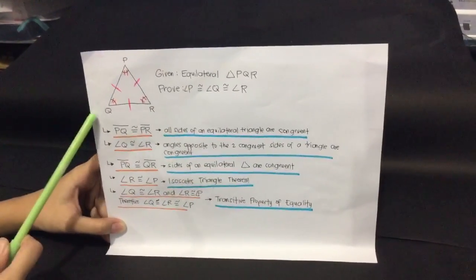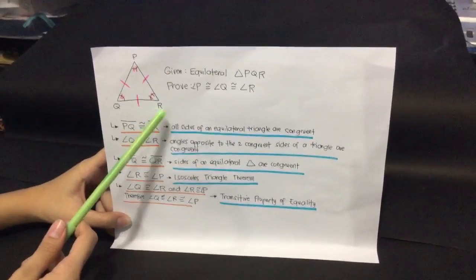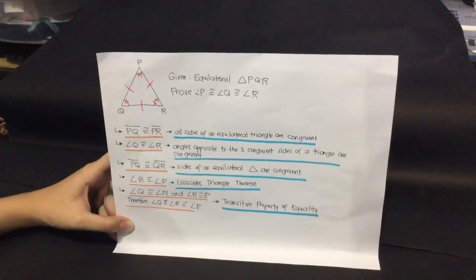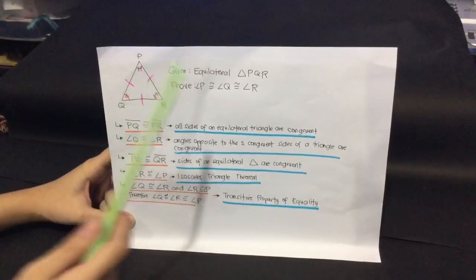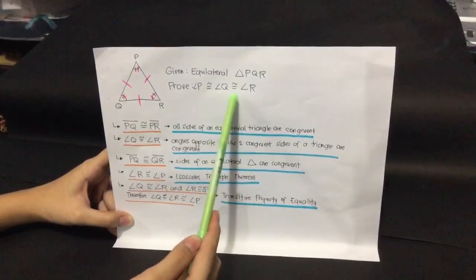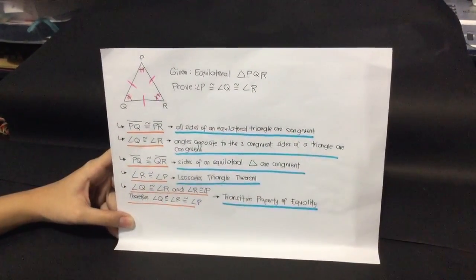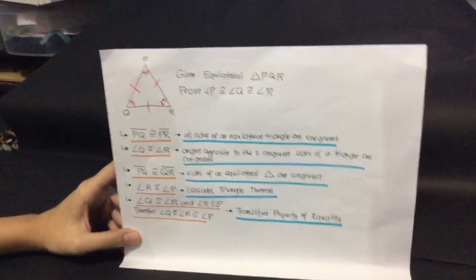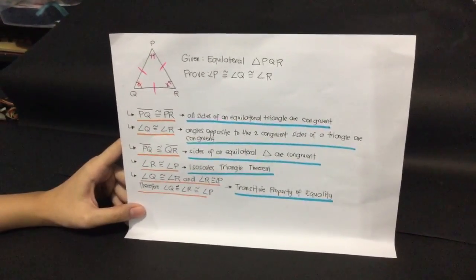Therefore, angle Q is congruent to angle R and is also congruent to angle P, which is explained by the reason transitive property of equality. So now we have proven that angle P is congruent to angle Q and angle Q is congruent to angle R. After Corollary 20.1, let's move on to Corollary 20.2.